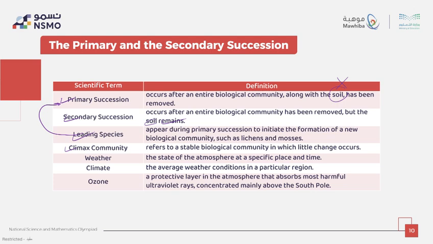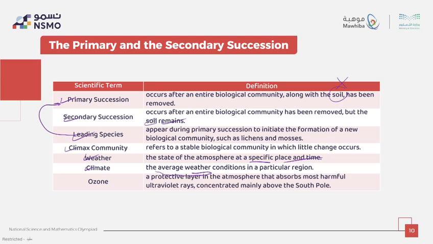Okay, and we have weather. Weather is the condition of the atmosphere in a specific place and at a specific time. So, specific place and specific time. Okay, and we have climate. The big difference between climate and weather: climate measures the average weather. So it's the average weather conditions in a region over a long period of time. Okay, and the time is for a long period.